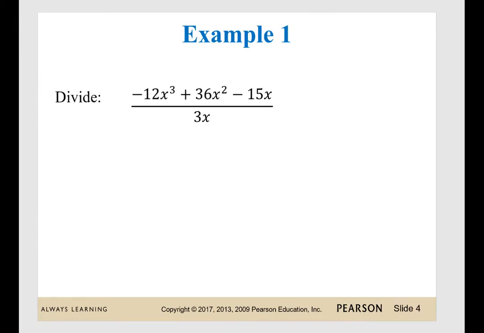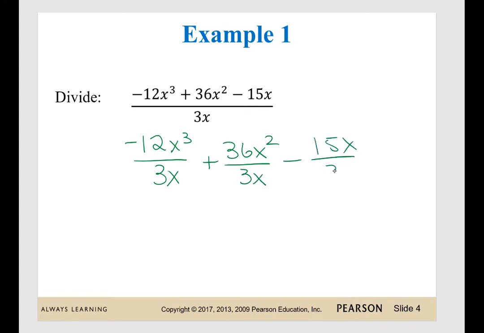We have a trinomial divided by a monomial. The first thing I want to see is that you break this up into 3 small division problems. You take each term in the numerator and divide it by the monomial in the denominator, then go to the next term and divide it by the denominator, and then go to the last term and divide that by the denominator. I need to see 3 small division problems. We do this because then all we have to do is use the quotient rule that we learned back in section 1.